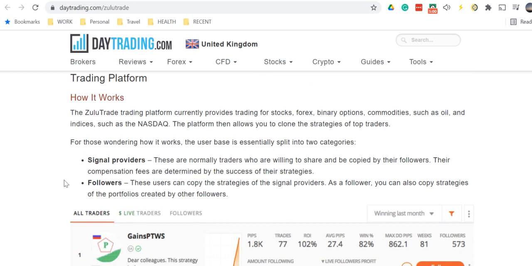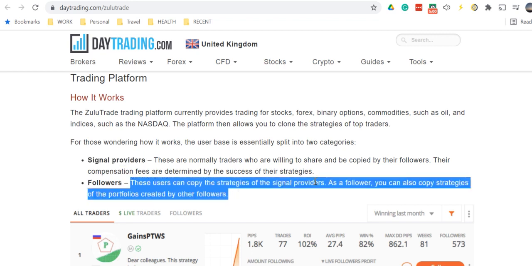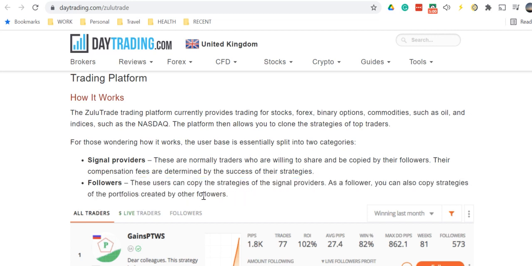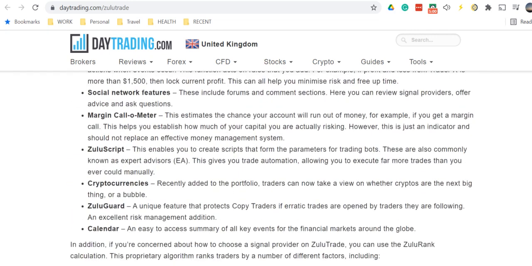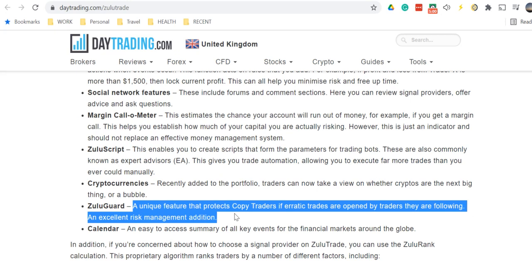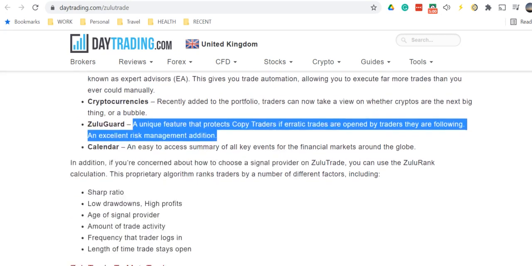Trading platform, how it works is signal providers and followers. The signal providers are essentially the traders that you're copying, and then followers are the users that can copy the strategies of the signal providers. As a follower, you can also copy strategies of the portfolios created by other followers, so that's quite nice as well. If there are followers or copiers that are doing well, you can just copy them. So let's skim down to features. Again, they talk about Zulu Guard here. That, for me, is a good sign.